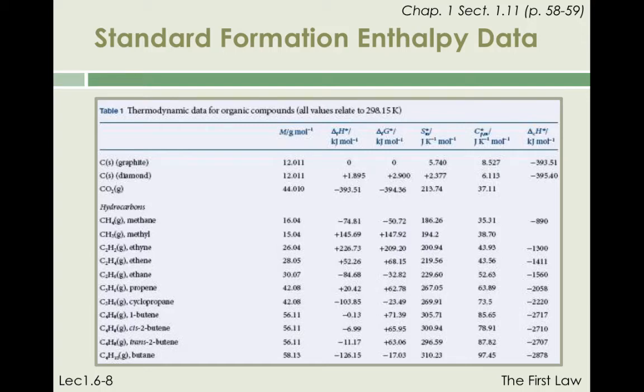For the homework in this and subsequent chapters, we will make use of the thermodynamic data tables that can be found at the end of your book. Example of such a table is shown here for organic compounds at 298.15 Kelvin, and obviously 1 bar, since data is always given for standard conditions.